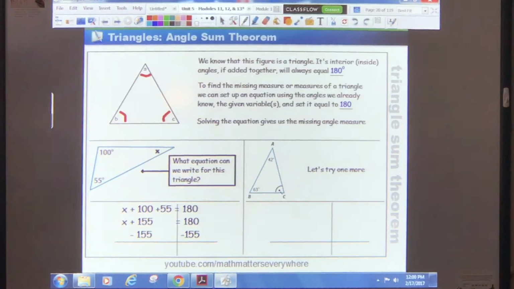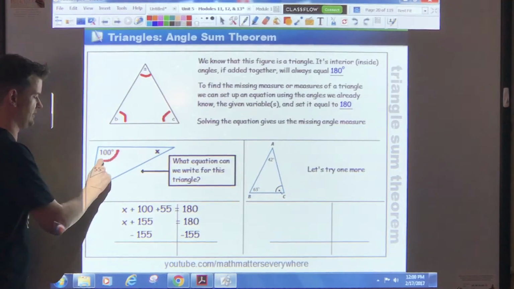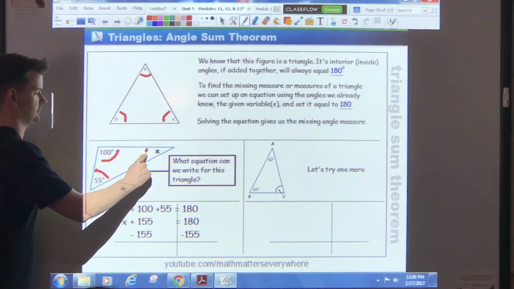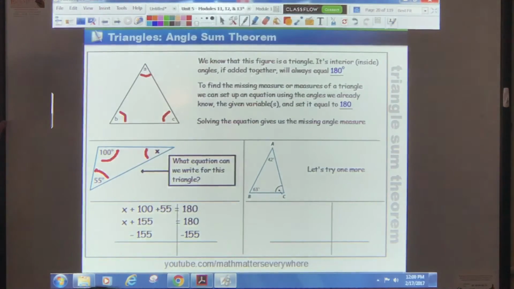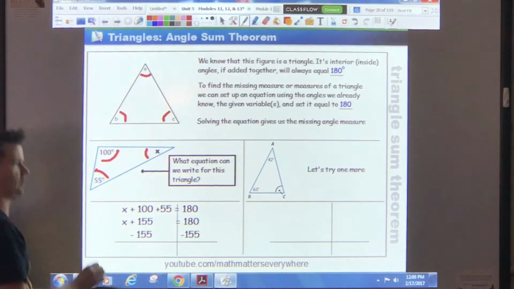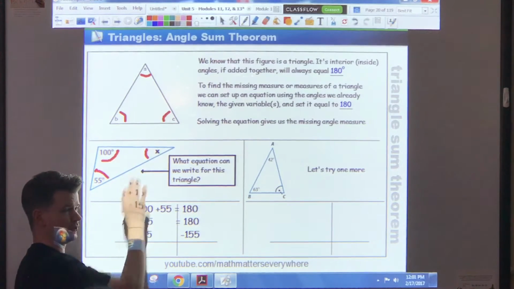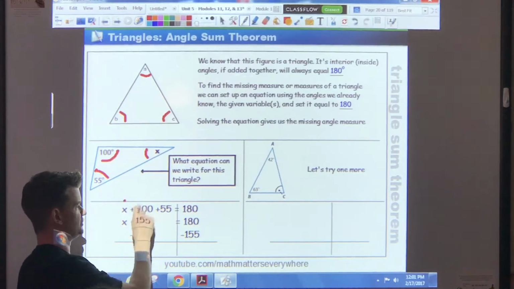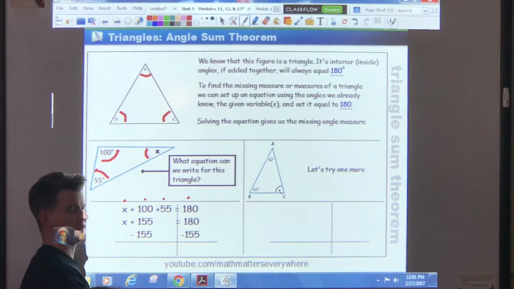For example, I have this triangle here. In this triangle, I'm given two of the angles. They do not tell me the third one. But I know that all three of these have to equal what? 180 degrees. So I can set up an equation. I can take x, and I know if I add all three of them together, they'll equal what? 180. So I take x, add it to 155, I set that equal to 180.